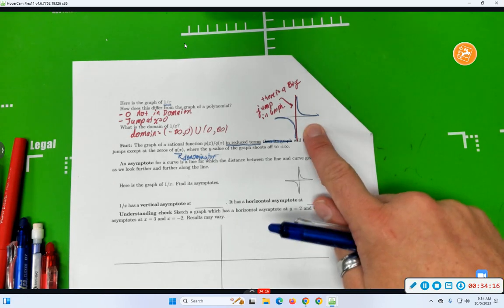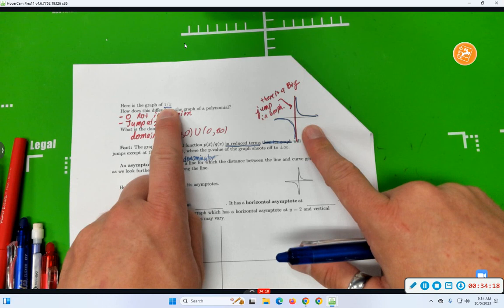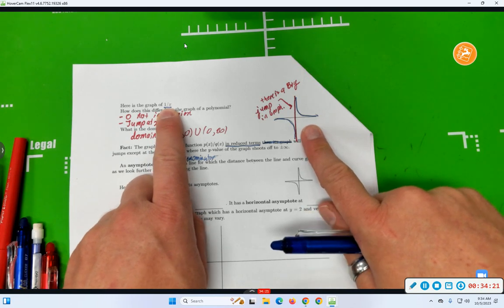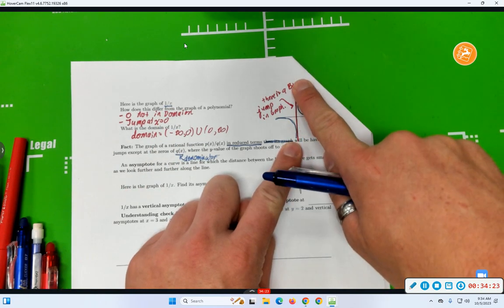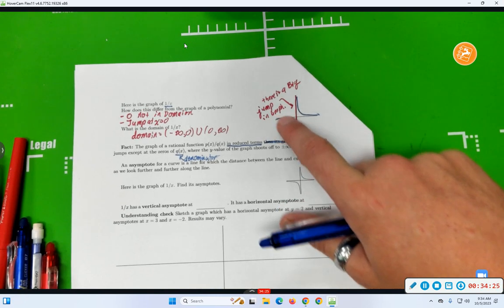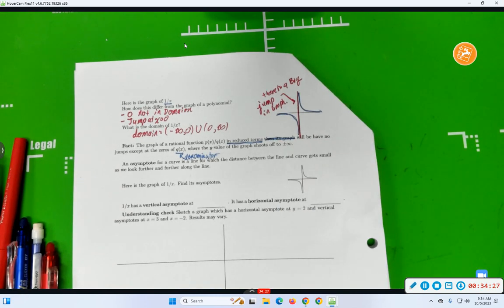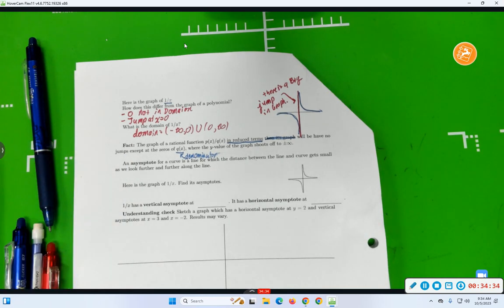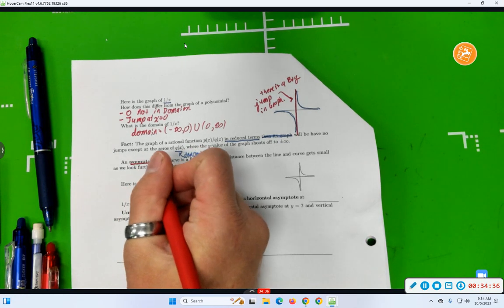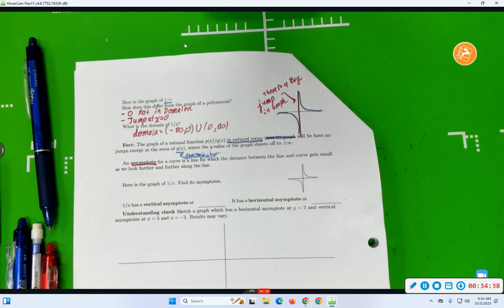And we see this happening right here. The denominator of this is just x. It's only 0 at x equals 0. We see y values shooting off to infinity on the positive side and negative infinity on the negative side. That feel good? We'll just make up a name for that, and a name for that, and a little bit more behavior. So an asymptote for a curve is a line for which the distance between that line and the curve gets small as long as we look really, really far along the line.